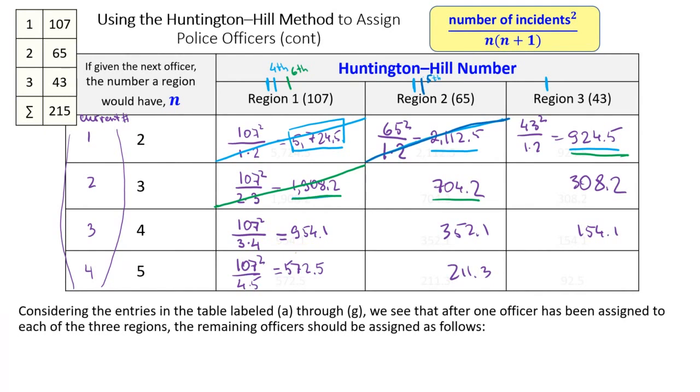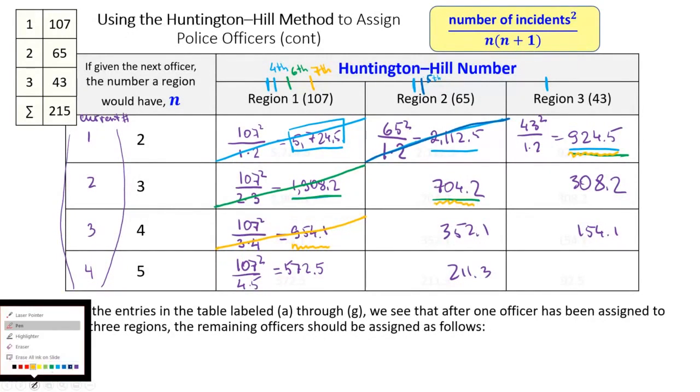Now let us compare the numbers. We have 954, 704, and 927. 954 is greater. We use this number and we send the 7th officer to region 1.